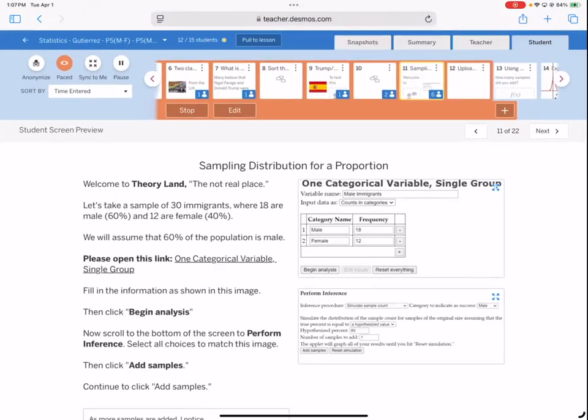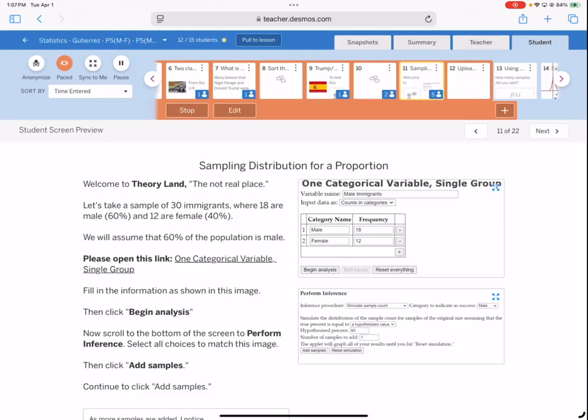So let's say that the entire caravan was 18 males and 12 females. Okay? So 60% are males, which is 18, and 12 are females.